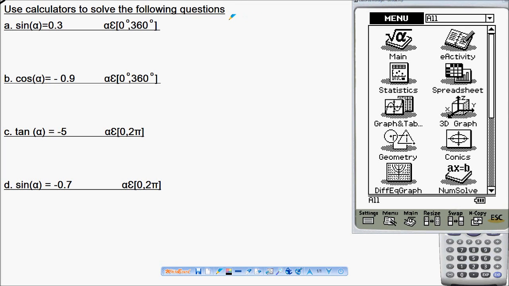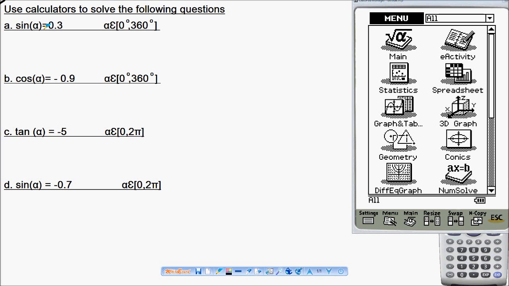Here is a Casio ClassPad calculator. Most schools use these calculators for maths methods, and if your school doesn't use this calculator, don't worry, because they should do the same thing, just with a different interface. The patterns on the keyboard are the same. Now let's do question one.